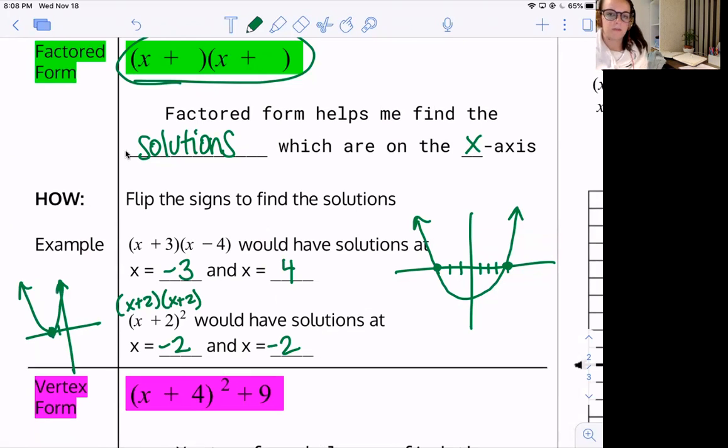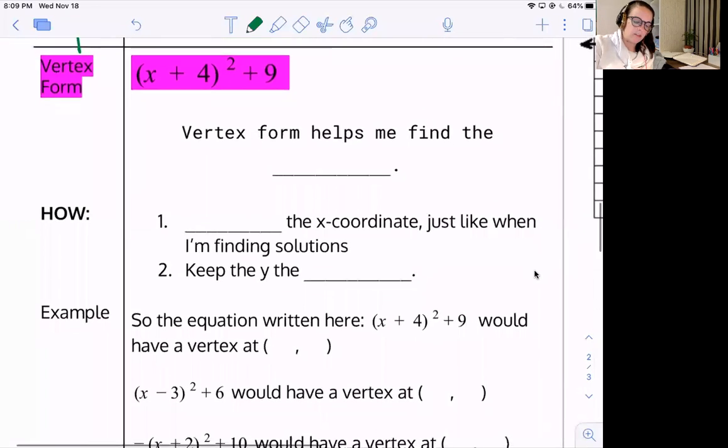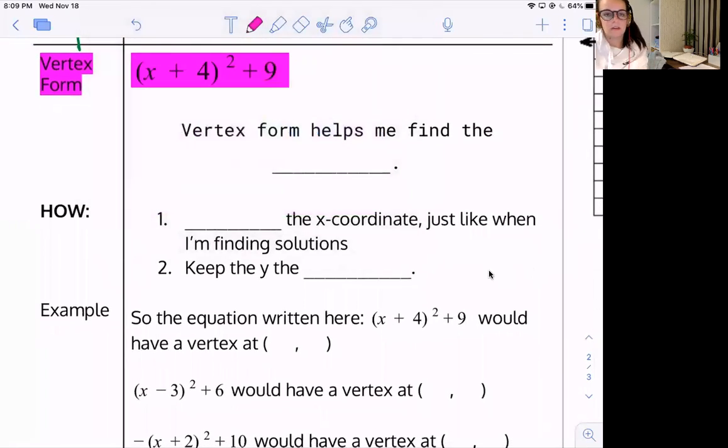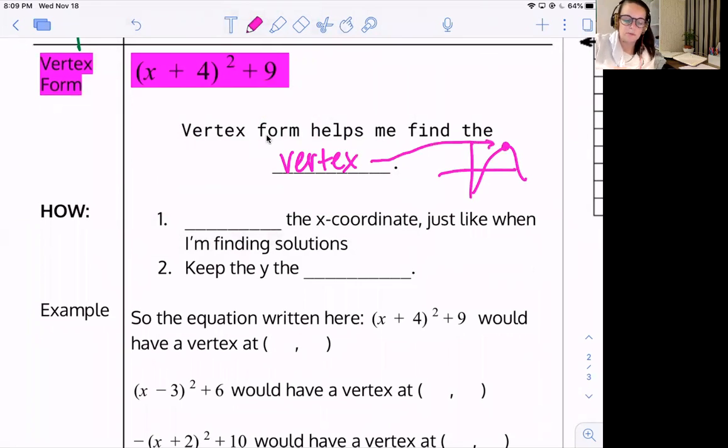All right. So factored form tells us where we're at on the x-axis here. Finally, our third form, which we haven't done too much with, is vertex form. Vertex form helps me to find the vertex. If you remember, the vertex is the topmost point, or it could be the lowest point. It could be this point here, but it is the point where it switches directions.